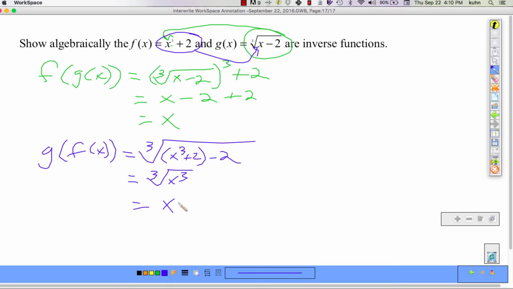I foresee in your homework where they will ask you, tell whether or not these are inverses by calculating the compositions. Some of them will not come out to x, and if you don't get x when you put them together, they are not inverses of one another.